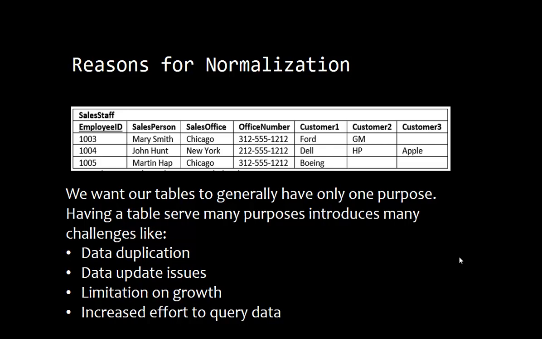Limitation on growth. What happens when Mary gets a fourth customer? Where does that go? We'll have to go in and intervene and add a column for the fourth customer, fifth customer, sixth, 10th, 100th, and so on. That's not scalable, correct? And then increased effort to query data. I'll show you that here in a second.